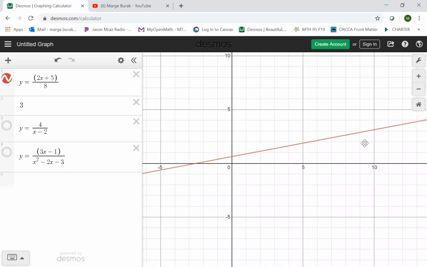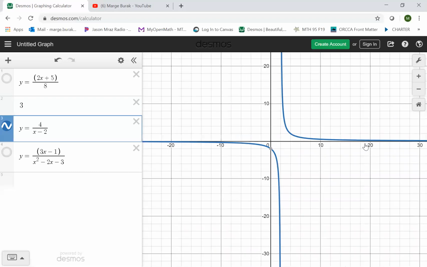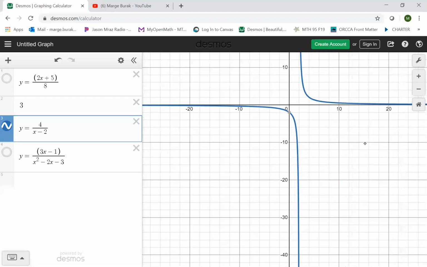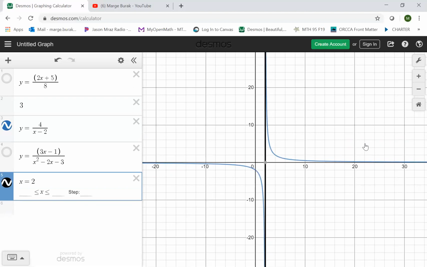On the second one, let's close that and open this. We said there was probably going to be an asymptote at 2. And there we have it. I'll go ahead and scrunch this up so we can see that this is 2 right here. Matter of fact, I can graph that asymptote. It would be x equals 2. And there you go. There's the proof.